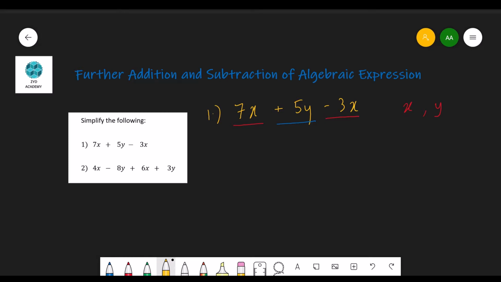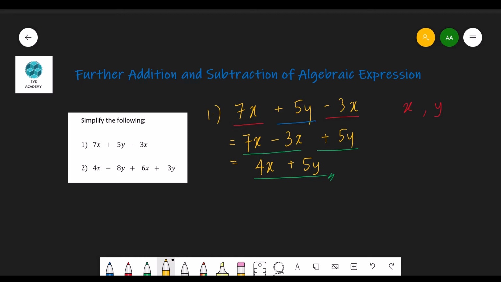So what I will do is regroup all my like terms so that I can see easily: 7x minus 3x first, plus 5y. Now I will proceed to simplify. 7 minus 3 is 4, so I get 4x. What about 5y? 5y is the only term, so I cannot do anything with it, and it remains as plus 5y. This is my final answer.